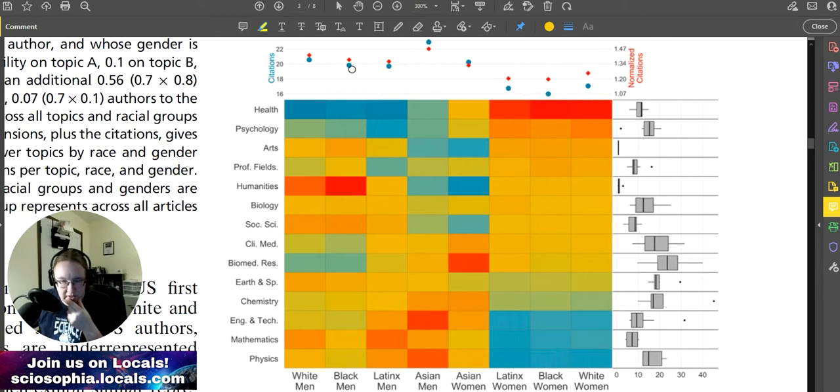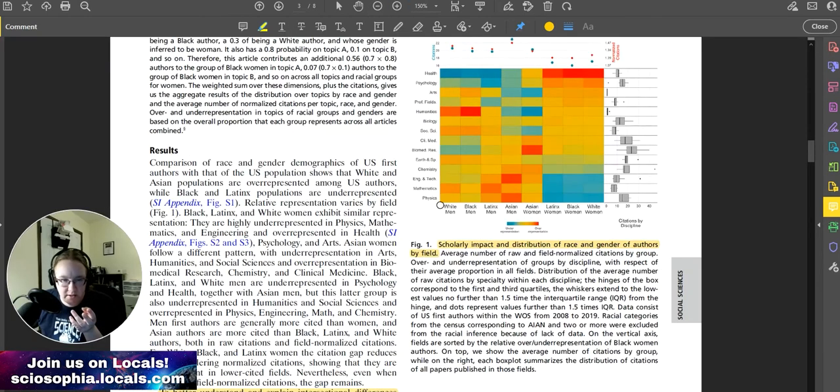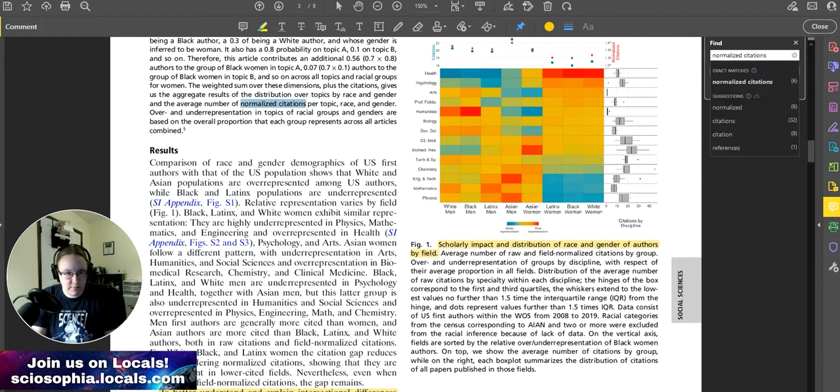But you can also go and find things like this. Yes, you have normalized citations up here, which I don't remember exactly how they did that, although maybe I can find it real quick because I am curious how they did that. Sorry, going to go do some live finding. Okay.